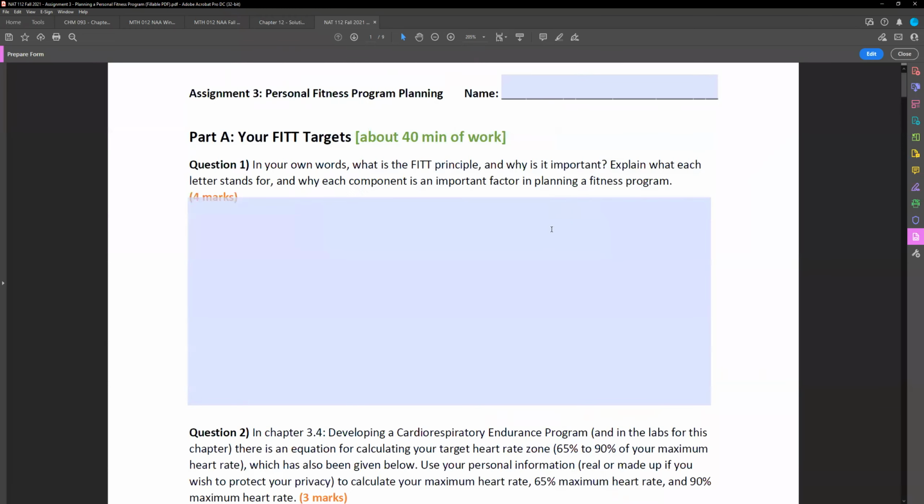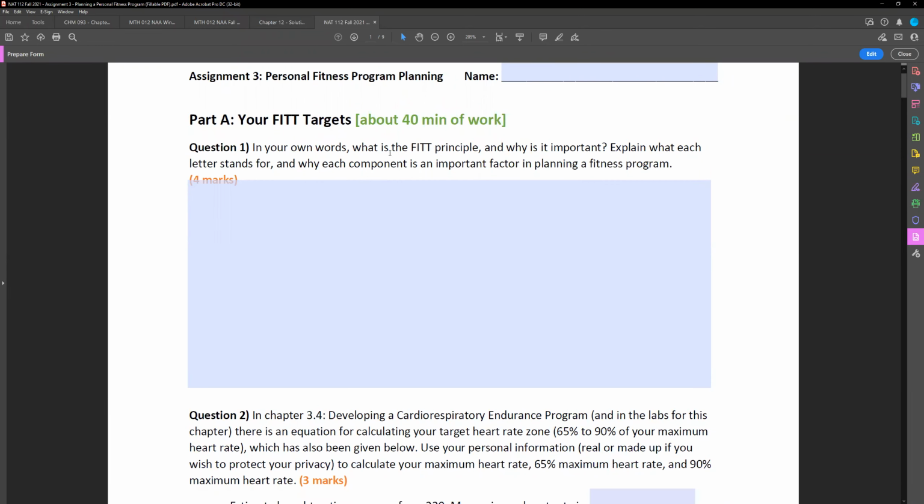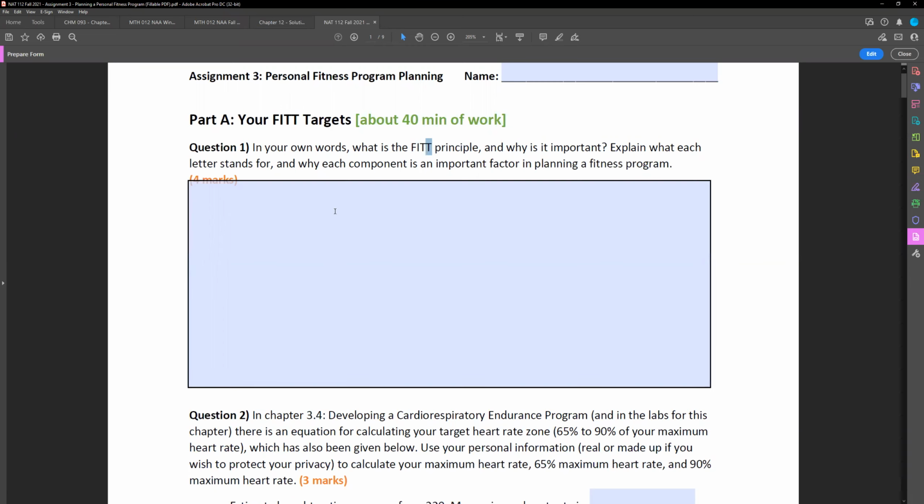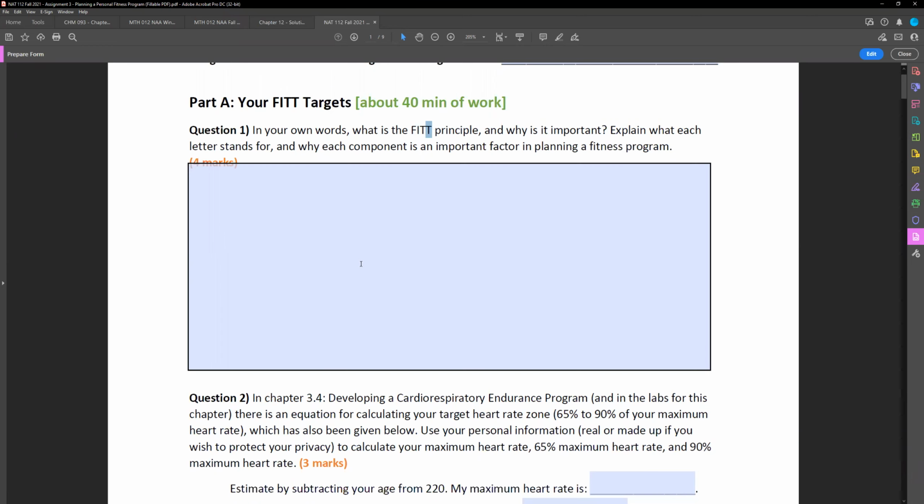So let's look at this in a little bit of detail. Part 1 is all about identifying our FIT goals. And the first question: in your own words, what is the FIT principle? We know that FIT stands for frequency, intensity, type, and time. You want to tell me a little bit about what those are and why they're important to a fitness program. That's talked about in every one of the chapters. It's first introduced in chapter 2, where they go over the concept in general.